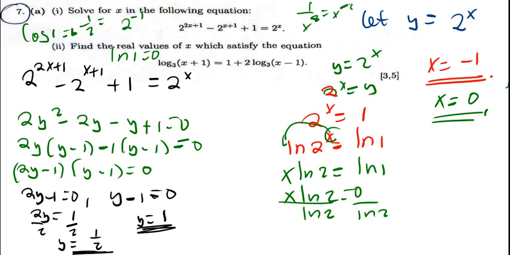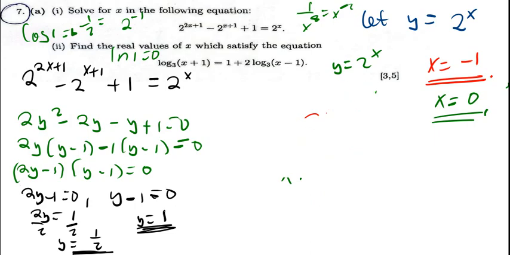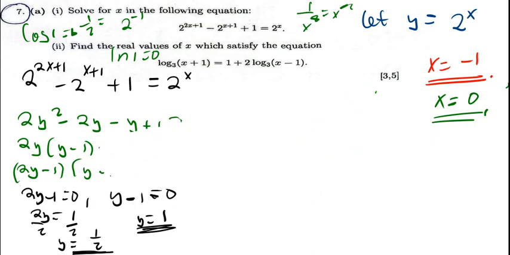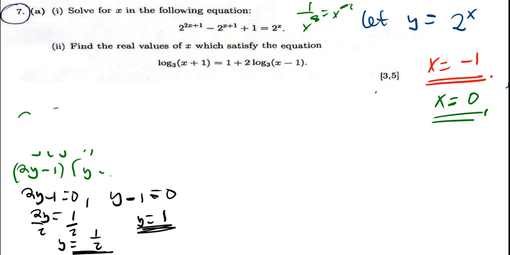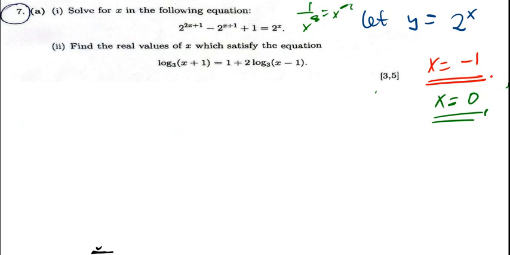If you want, we can prove to see if the answer is correct. Let's start with negative 1. So if I have got negative 1 here, it's going to be negative 1 times 2, which is negative 2, plus 1. Then minus 2 raised to the power negative 1 plus 1 plus 1 being equal to 2 raised to the power negative 1, like that.